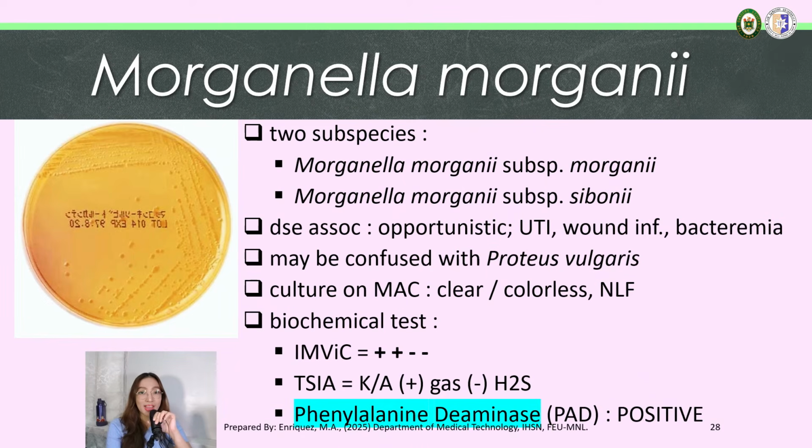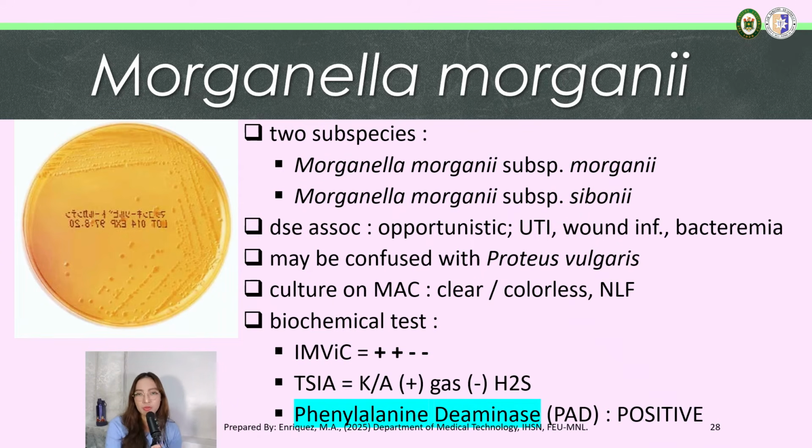Next is Morganella morganii, which may be very easily confused with Proteus vulgaris because almost all of their biochemical test results are the same. So ano po ang points of differentiation nila? Okay? Morganella morganii does not produce swarming colonies. Okay? Inuulit ko po, kapag nakita nyo na Enterobacterales member siya and it produced swarming colonies, then dapat ang una nyong maisip is the Proteus species. But if all the other biochemical test results are the same, pero hindi nagpo-produce ng swarming colonies, then you're most likely looking at Morganella morganii.